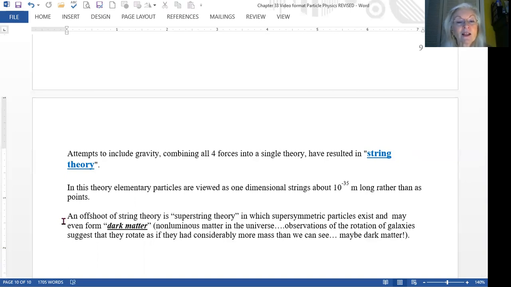Dark matter is the non-luminous matter in the universe. So we know it's there. We just can't see it. But we are investigating. Dark matter is an up-and-coming topic in physics.